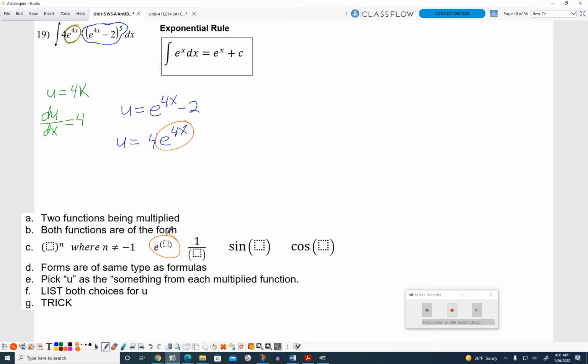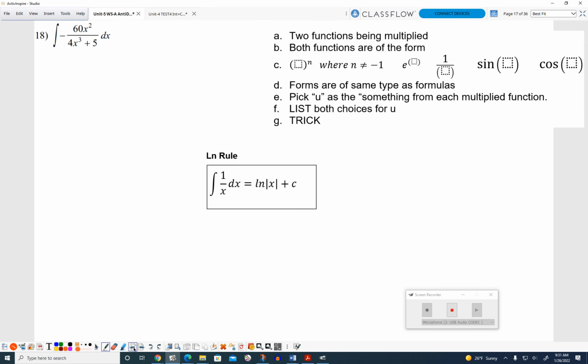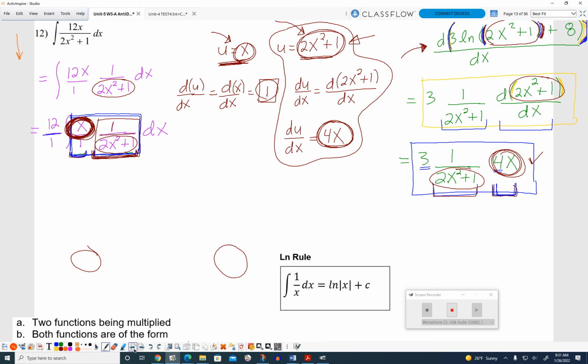Just stay with us. It'll sink in. Okay, back to number 12. Yes. Searching for the answer. Okay, there's a lot of writing there. I guess we can keep going.